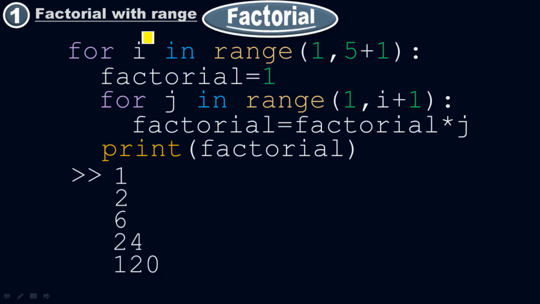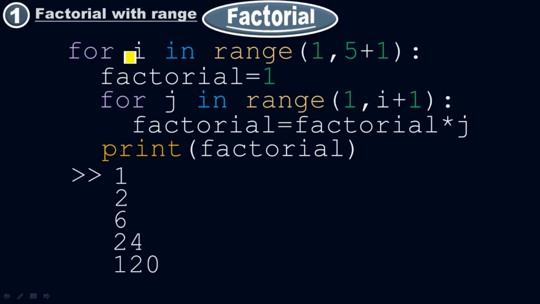Now look at here. It is factorial with the range function. We have used a range function 2 times here and here. At the same time, it is a nested loop. We have put one loop inside another loop. This is the inner loop and this is the outer loop. We have put the inner loop inside the outer loop. That's why we call it a nested loop. And also we have used a for loop.